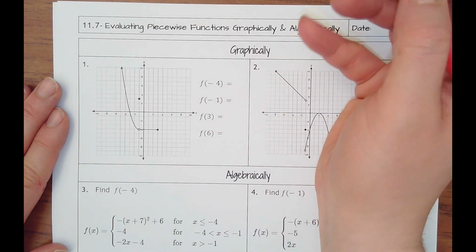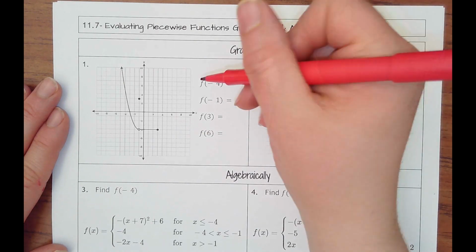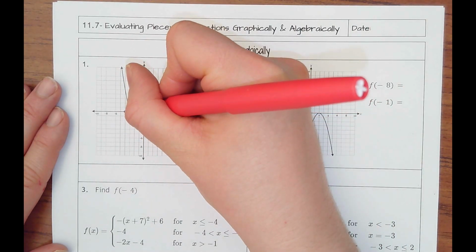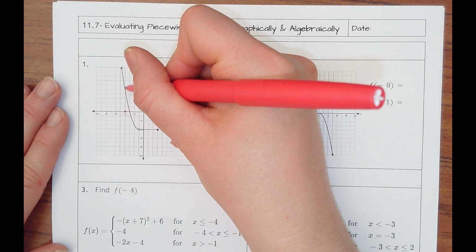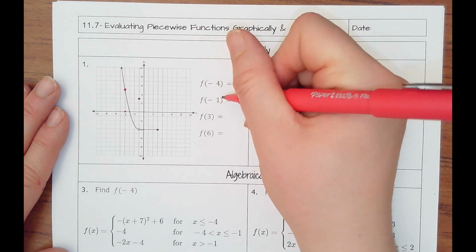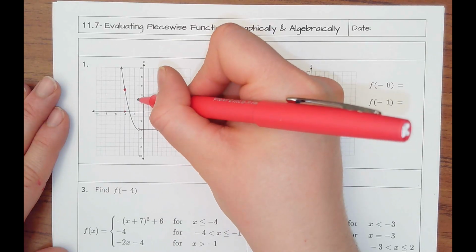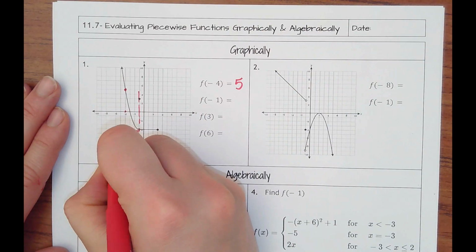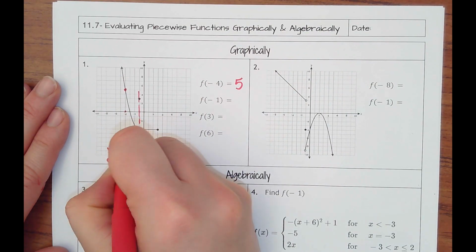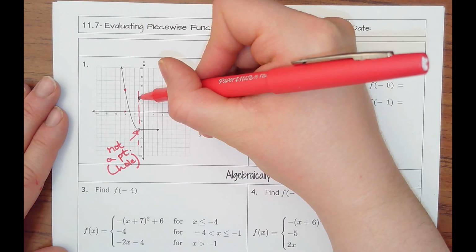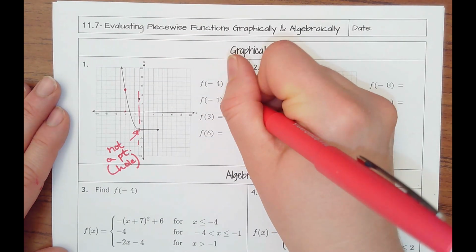So they want us to graphically just evaluate. Find f of -4. I would come to my graph, find where x is -4, and then find that y value, which looks like 5. F at -1. We just talked about here that this is not a point. It's a hole, so it does not count as having a y value there. We would want to say our y value is 3.